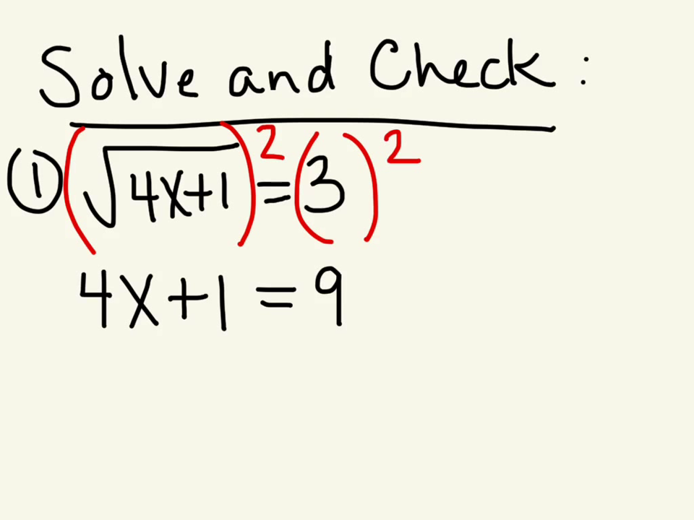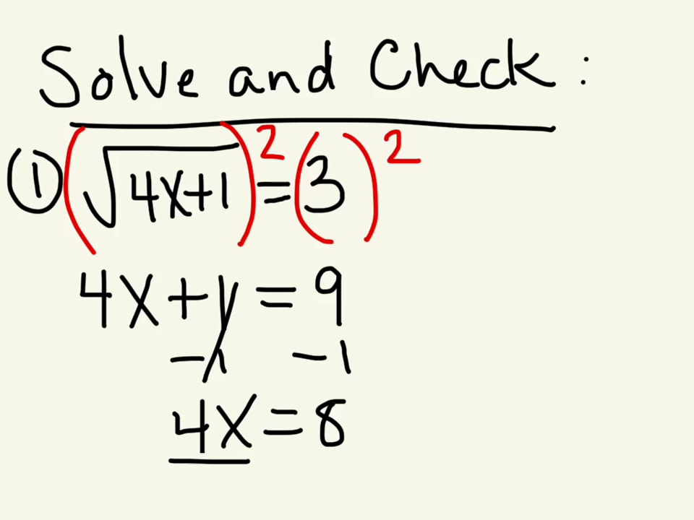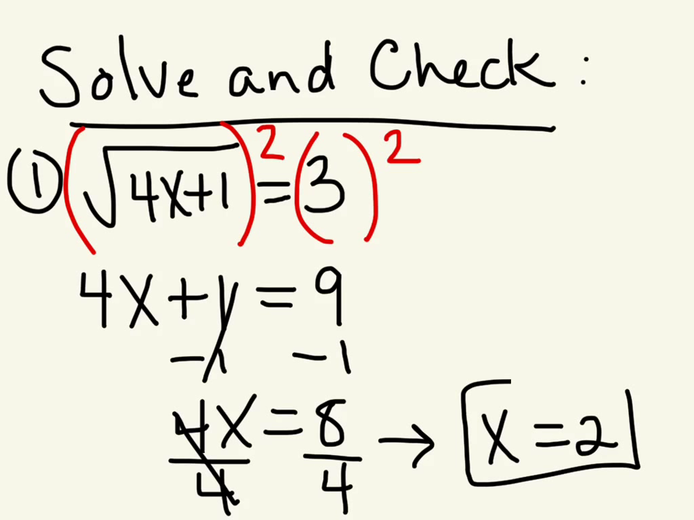The next thing we do is just solve our equation the way we normally would any old equation. Let's isolate our variable by subtracting 1 from both sides first. We end up with 4x equals 8. Then we divide both sides by 4, and our resulting solution is x equals 2. Now what we like to do is make sure that our solution satisfies the original equation.